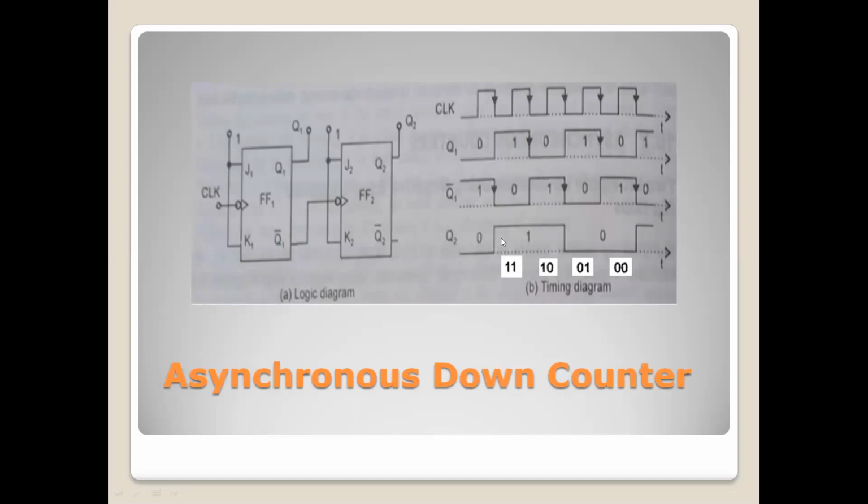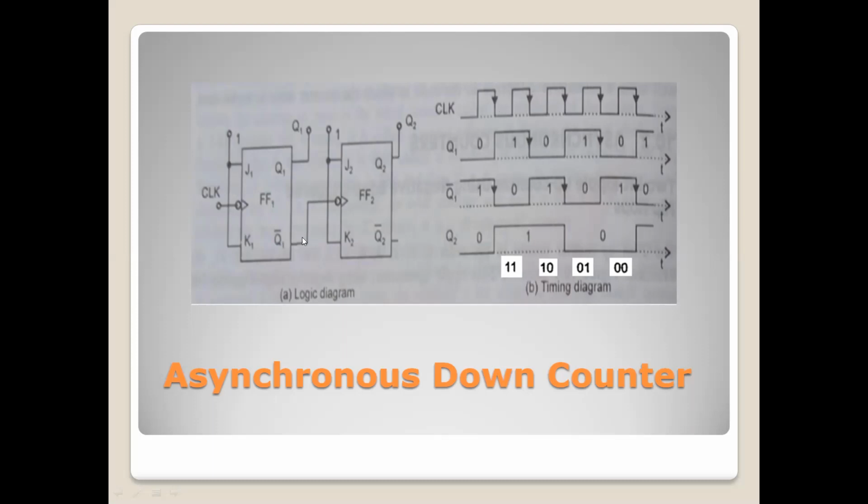So coming to the timing diagram, this is the timing diagram. We are giving the external clock here. That clock pulse is shown here. The Q1 output is shown here. It is a negative edge triggered flip-flop, so in the falling edge, the output changes 0 to 1. Next negative edge came 1 to 0. Next negative edge came 0 to 1. Like that it goes on.